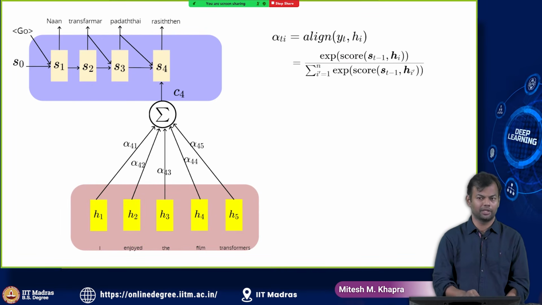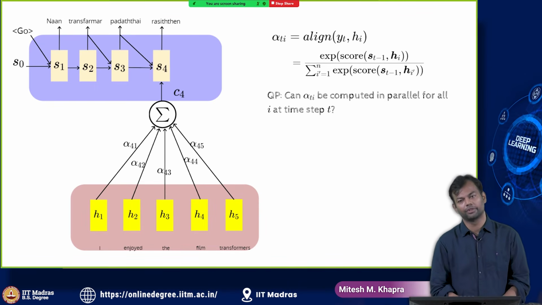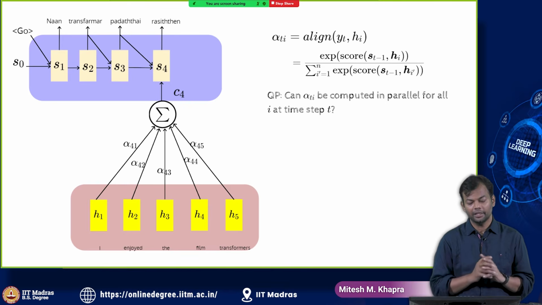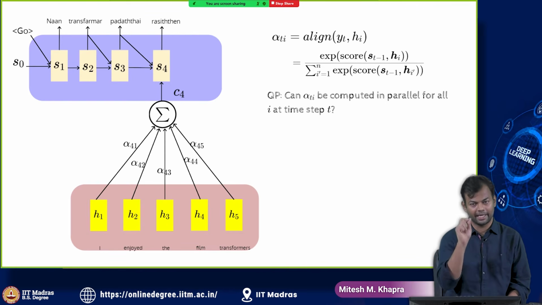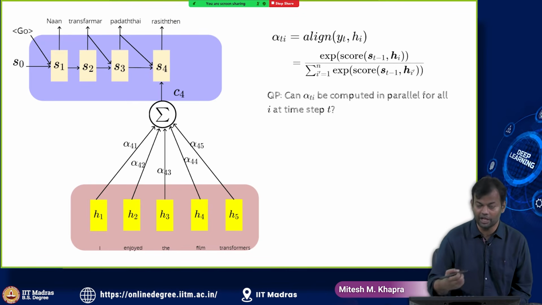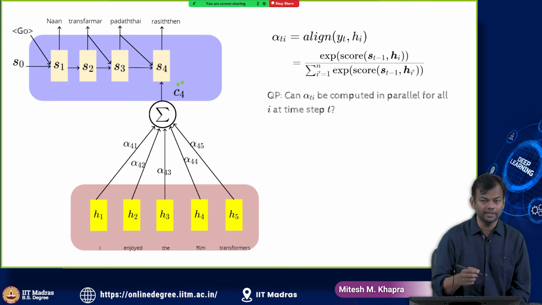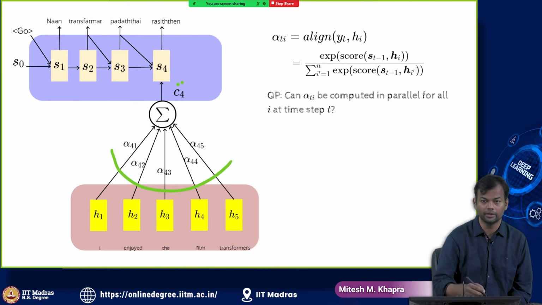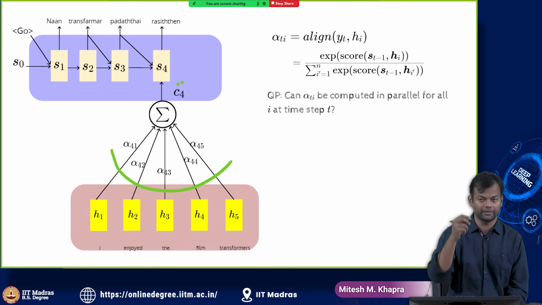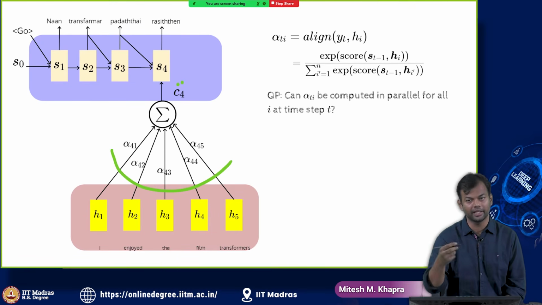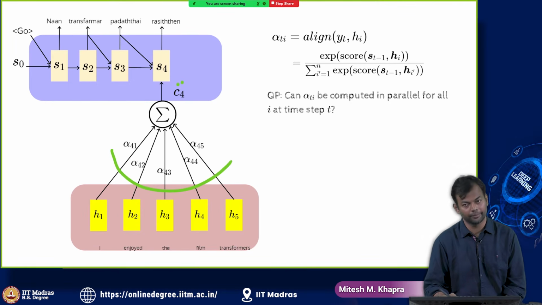And here's a question now, and this is what will lead us to our eventual discussion on transformers. Can alpha ti be computed in parallel for all i at time step t? So what is the question that I'm asking? I'm at a particular time step, say time step 4. I'm asking, can all these alphas, alpha ti with t equal to 4, that is alpha 4,1, alpha 4,2, 4,3, 4,4, 4,5, because i can take values from 1 to 5, be computed in parallel?